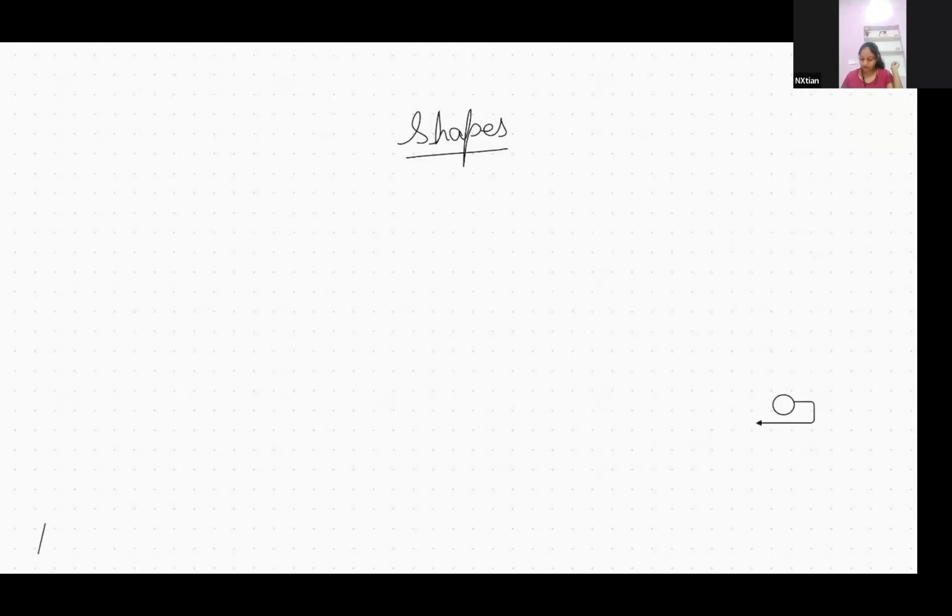Now, there are two more. We saw what open shapes are, we saw what closed shapes are. There are two more shapes. What are they? Suppose, look at this figure that I'm drawing here.